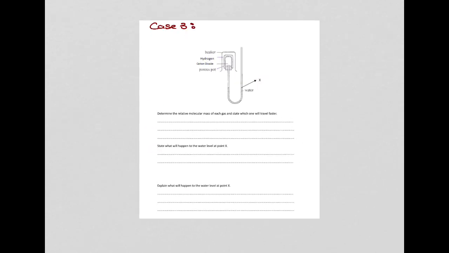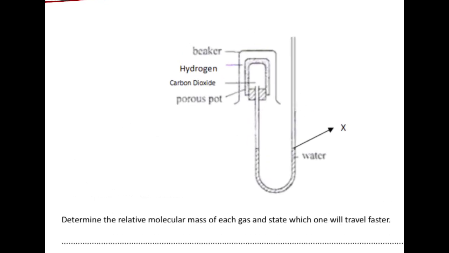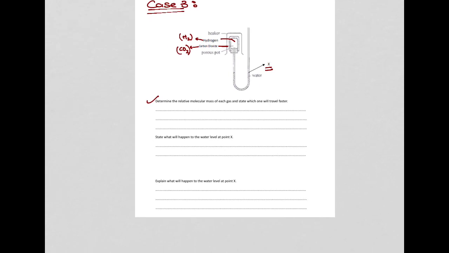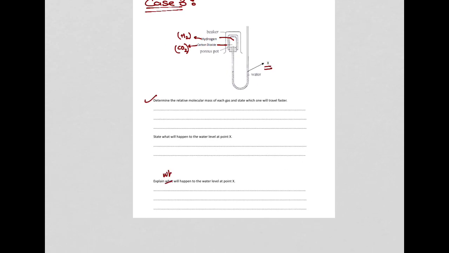Case 3 is this one. In case 3, you will have a little modification to make. Actually, the hydrogen is inside. Hydrogen is H2, and it is inside, and the carbon dioxide is outside. So it's not inside the pot. Carbon dioxide, CO2, is outside the pot, right? You will find the Mr of these two, and you will say which one travels faster, what will happen at point X, and explain why this will happen.